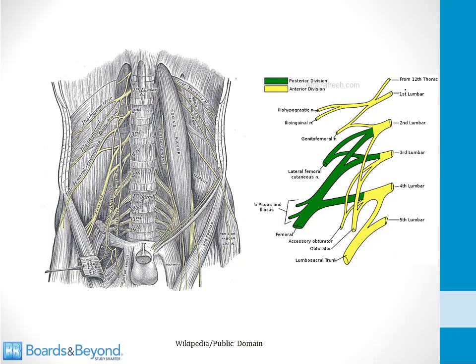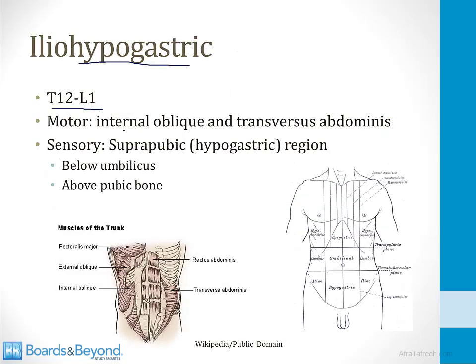If we go back to this drawing, the T12 level is here and the first lumbar level is here. And these nerve roots give rise to the iliohypogastric nerve and also a related nerve called the ilioinguinal nerve. This nerve is motor to two abdominal muscles, the internal oblique and the transverse abdominis muscles. They're shown in this picture at the bottom left side of the screen. This is the internal oblique here and the transverse abdominis muscle is here.